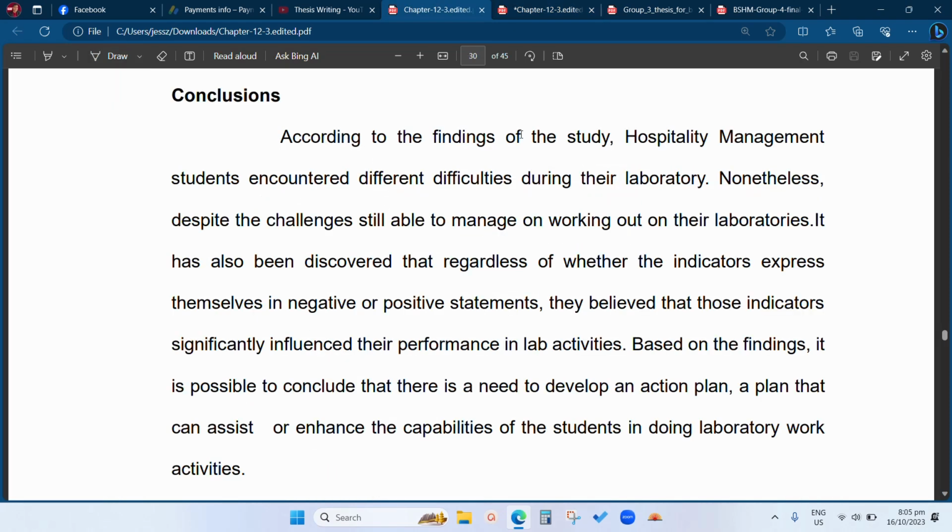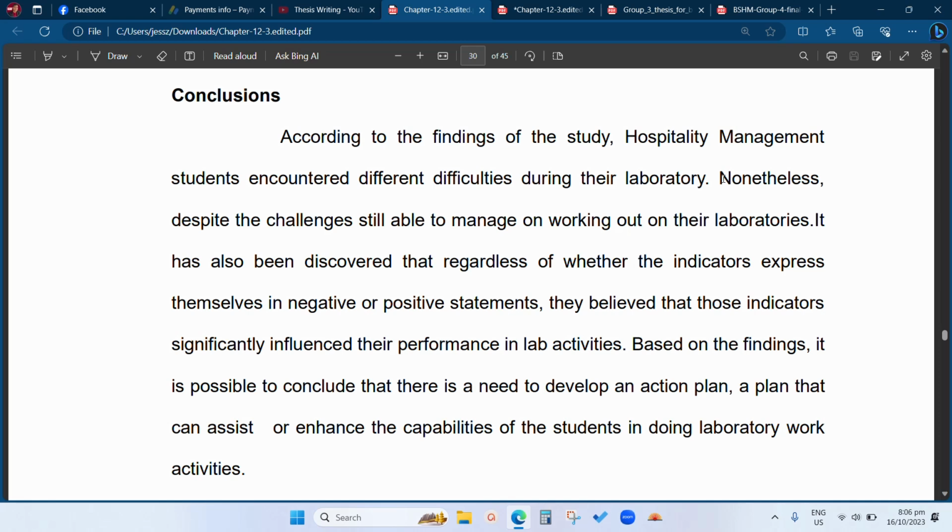So according to the findings of the study, hospitality management. So this is already the conclusion. In chapter 2, the findings are well discussed, including the interpretation of the data. So we jump into the conclusion, which answers the main problem. Again, according to the findings of the study, hospitality management students encountered different difficulties during their laboratories, and so on and so forth.